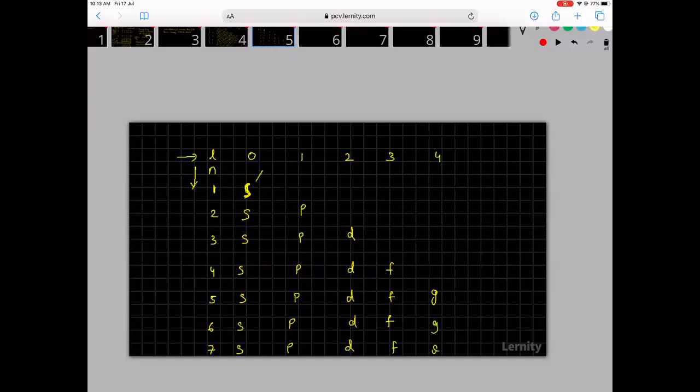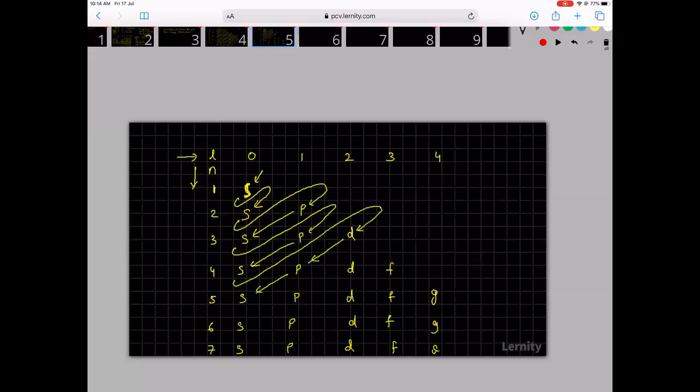So the first electrons come here. Now next ones will come here. The next ones will come here. Now the next ones will come here. Now the next ones will come here, and so on.